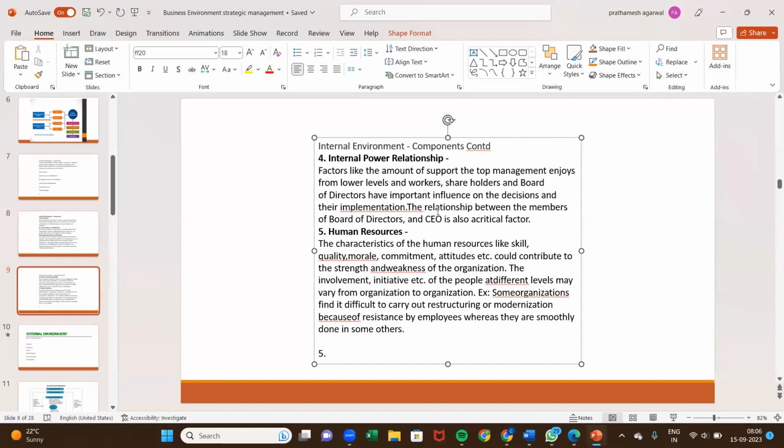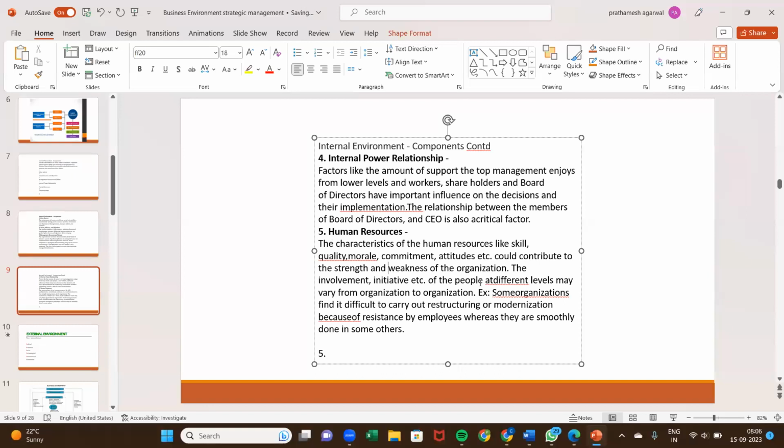Therefore, we say the relationship between the members of the board of directors and the CEO is also very critical. Then we have human resources. The characteristics of the human resources, like skill, quality, morale, commitment, and attitudes, contribute to the strengths and the weaknesses of the organization.